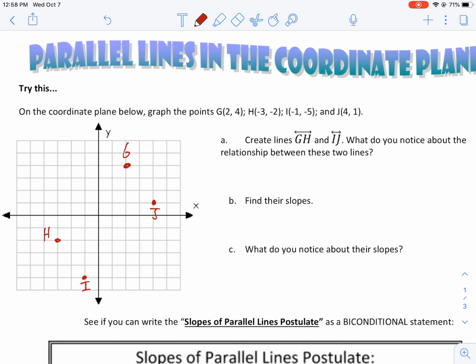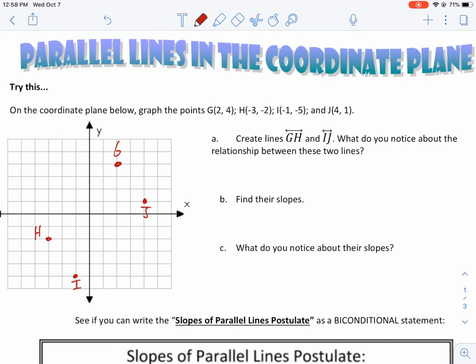What I want you to do is pause this video and try the first section. You're going to graph these points right here, which I already have graphed. Then you're going to create these two lines, GH and IJ. What do you notice about those two lines? Then you're going to find their slopes. What do you notice about their slopes? I want to see if you can do this on your own and figure it out. So go ahead and pause the video now and try it.